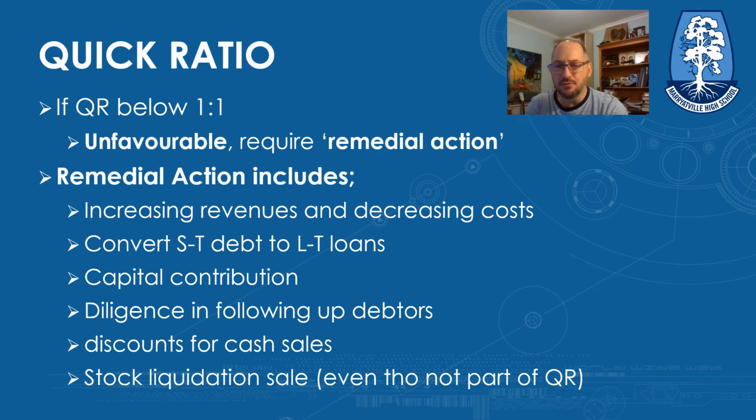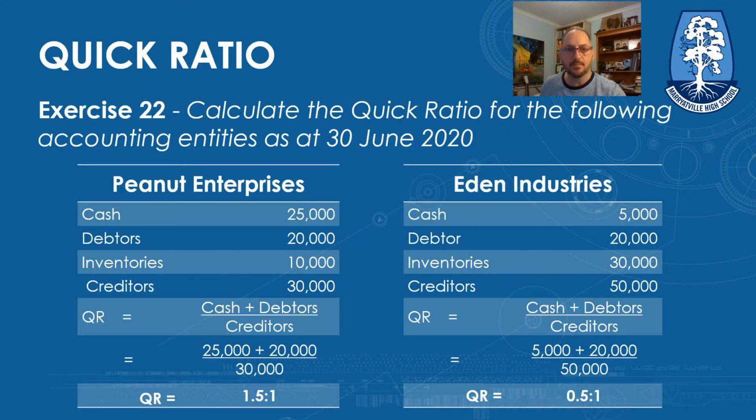You need to be diligent in following up your debtors. Make sure that your money that is owed you comes in on time. Offer discounts for cash sales, okay, and even a stock liquidation sale. So even though stock is not part of your quick ratio, that doesn't mean you don't get things in motion to get some cash in, to liquidate some of that stock. Don't wait until next month before having a stock liquidation sale. Get the ball rolling now. So there's some of the remedial actions that can be taken.